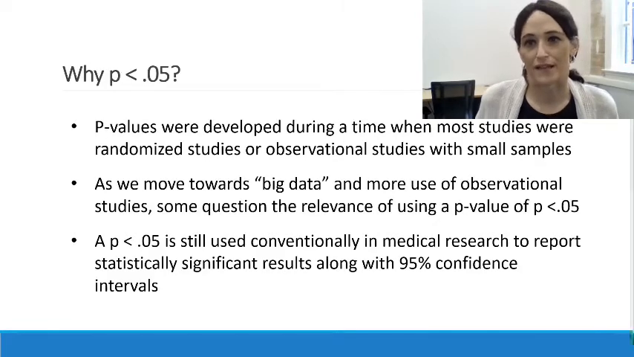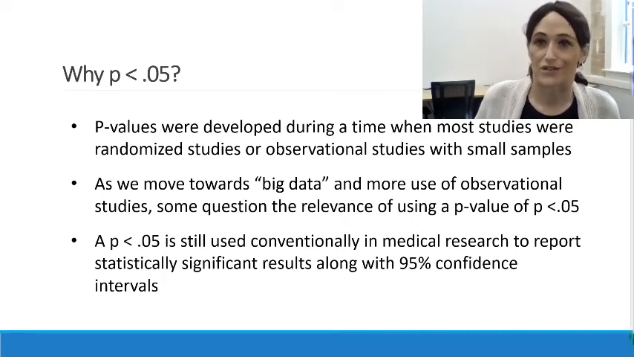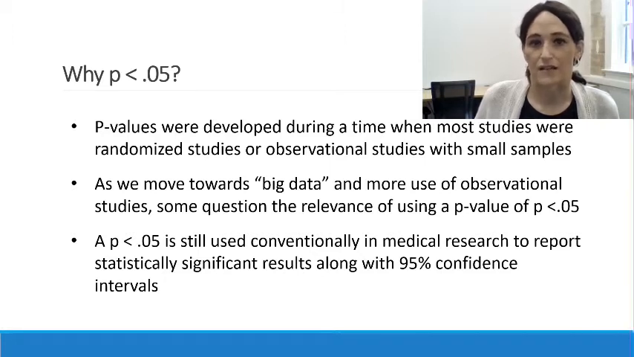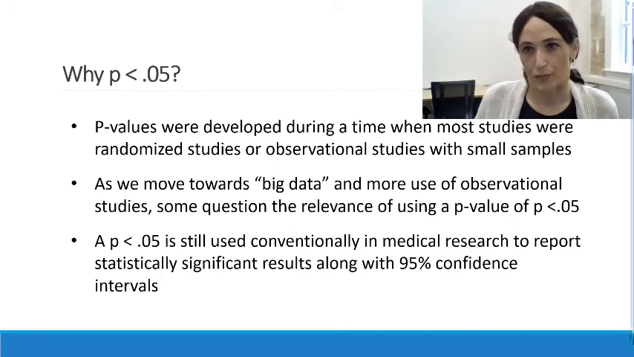So why p less than 0.05, or why an alpha of 0.05? P-values were developed during a time when studies were often based on randomized studies that are relatively small, or observational studies that are relatively small. We still use p equals 0.05 as a cut point. However, as I said, as we move towards using big data and more observational studies, some have begun to question the relevance of using a p-value of p less than 0.05.